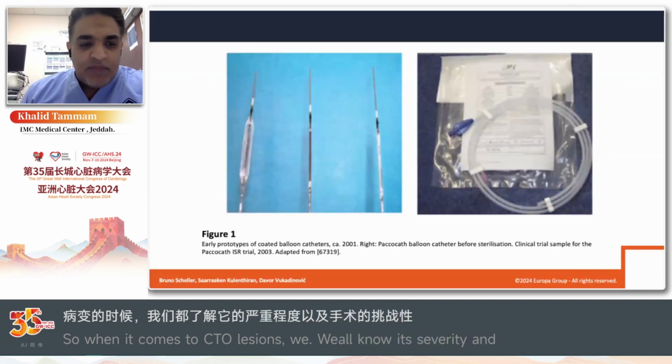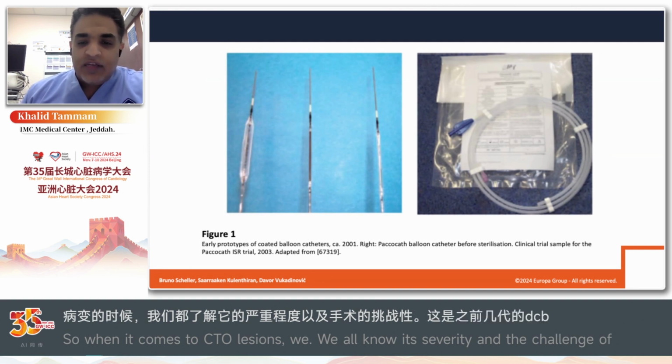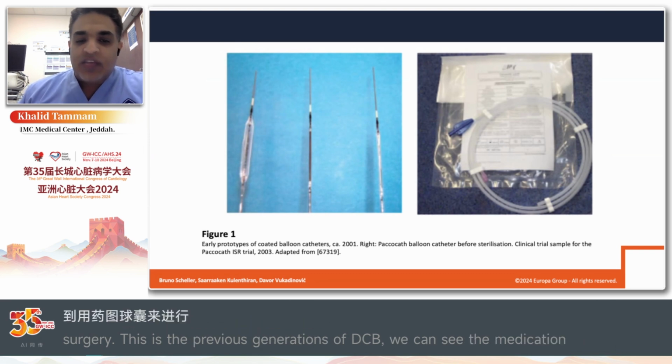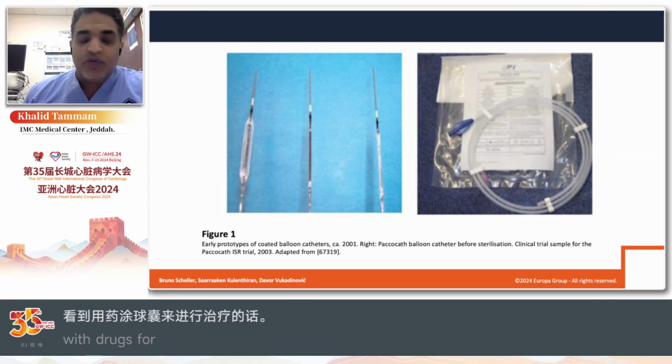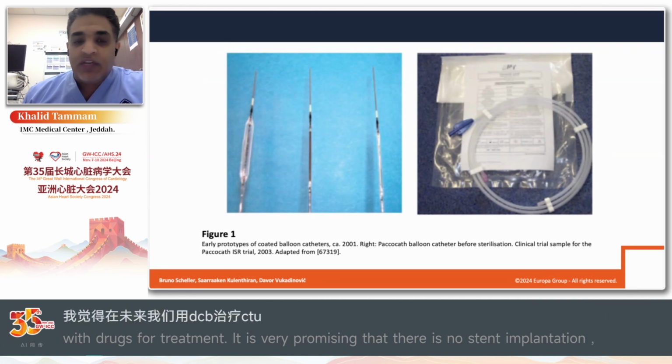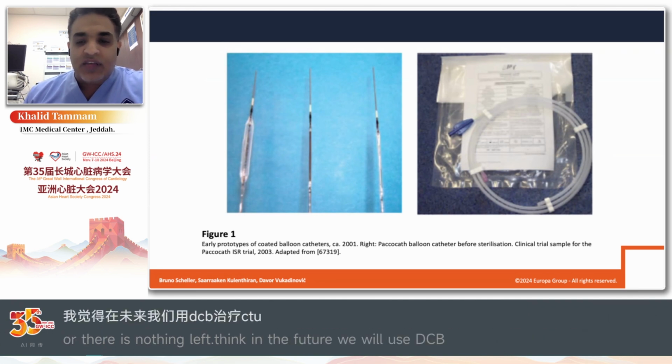This is the prototype of the drug-eluting balloon when we started. We know that it's a little bit bulky, but the idea is phenomenal: to end up without any stent in the vessel when the scaffold is filled. So I think the future of intervention is going with the scaffold drug-eluting balloon, and I think Dr.